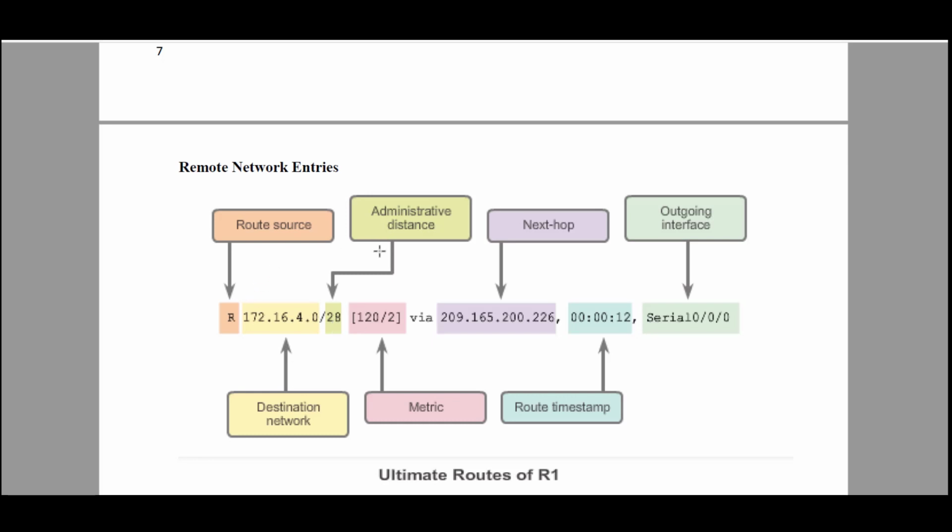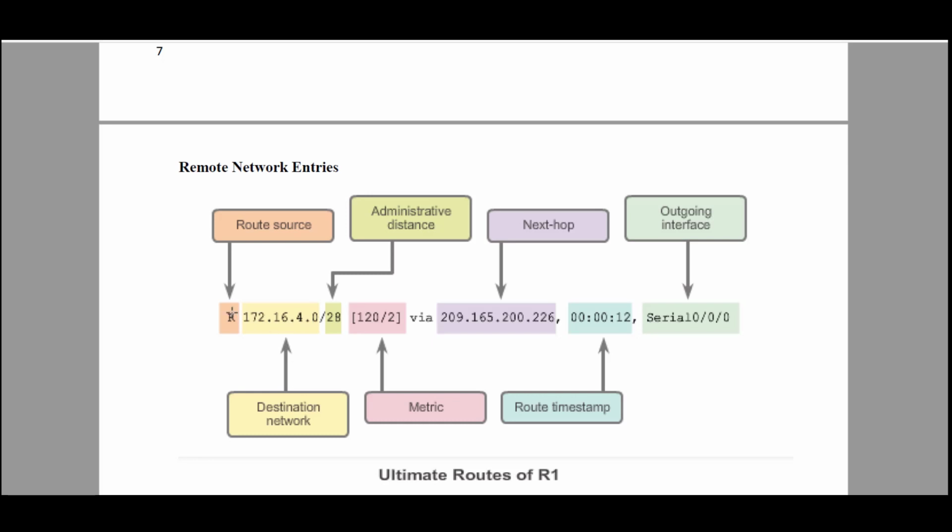Actually, this is wrong. This is not the administrative distance value; this other one is the administrative distance value. The arrow mark should come here, please change it. Okay, the administrative distance value is this. And this, /28, is the subnet mask.